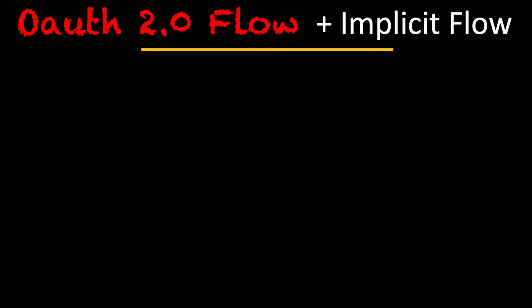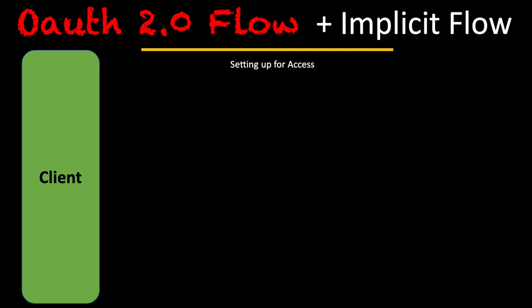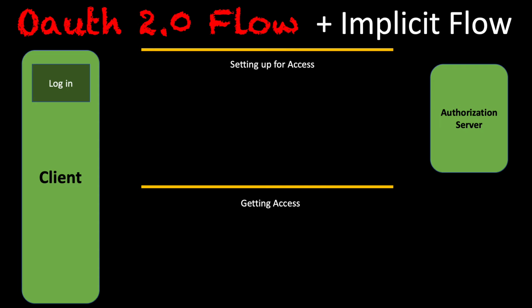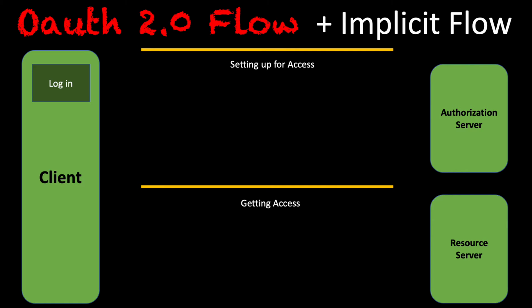In this video, we're going to be looking at the OAuth 2.0 flow plus implicit flow. What exactly is it? And this is the third video in our OAuth 2.0 series. So let's look at our scenario here. We have our client, we have our authorization server, and we have our resource server.